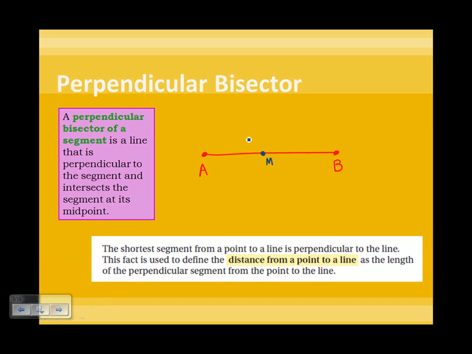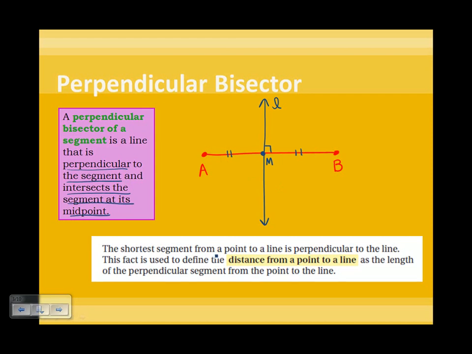And to indicate that it's a midpoint, I need to put my tick marks on either side to show that AM is congruent to MB. And then if I have a line, let's call this line L, that is perpendicular to the segment, then we can say that line L is the perpendicular bisector. It meets the two qualifications. It's perpendicular to the segment by our right angle mark here, and it intersects the segment at its midpoint, point M, and we have our lines indicating that it is indeed the midpoint.